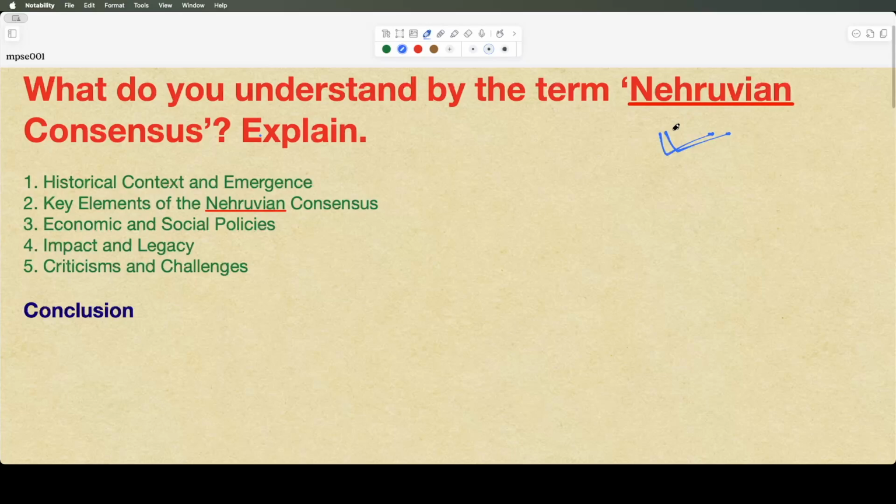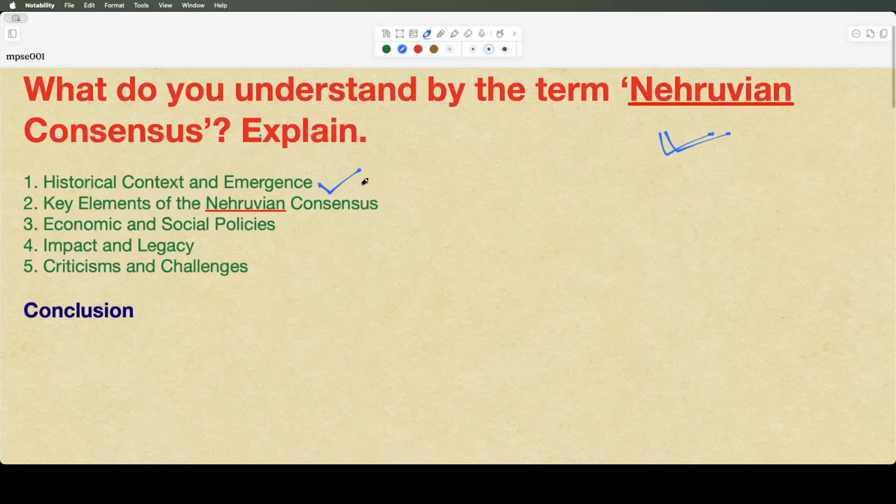We will be discussing in detail part-wise. First part is historical context and emergence. The Nehruvian Consensus emerged in the wake of India's independence from British colonial rule in 1947. Jawaharlal Nehru, a prominent leader of the Indian National Congress, played a pivotal role in shaping the newly independent nation's trajectory. The consensus sought to address the diverse challenges faced by a newly sovereign state, including economic underdevelopment, social inequalities, and the need for political stability.